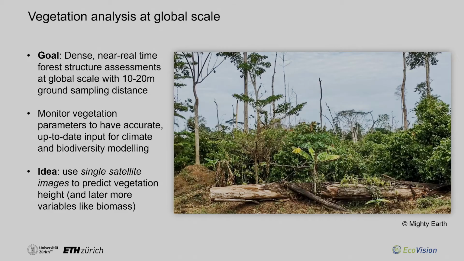So what is our goal? So our goal is that ultimately we want a dense, near real-time forest structure assessment at global scale with 10 to 20 meter ground sampling distance. And we want to monitor vegetation parameters to have accurate, up-to-date input for climate and biodiversity modeling. And from the application side, for example, that goes into sustainable supply chain management and so on.